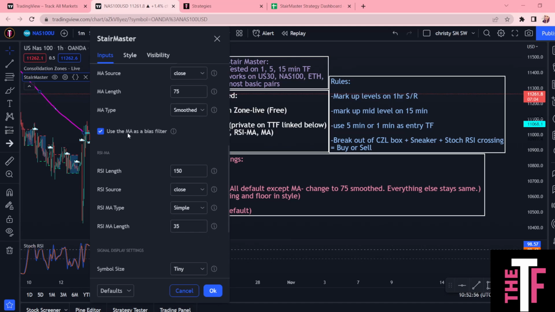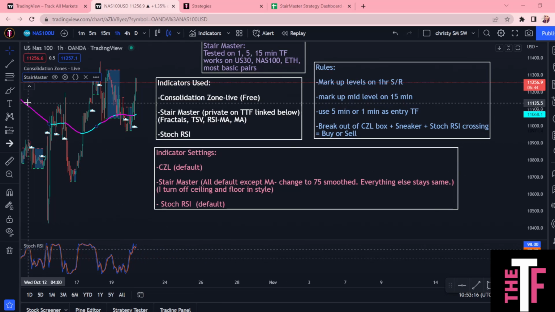I do keep on the MA bias filter, which allows the indicator to only print the little sneakers when it's above the moving average or below it. That way I'm staying with trend. I'm only getting signals that are staying with trend.